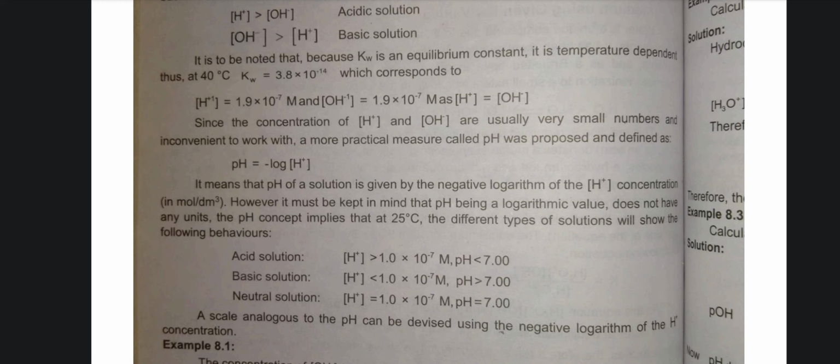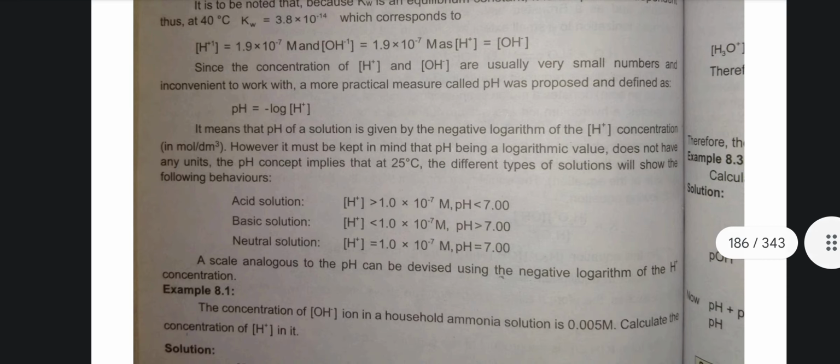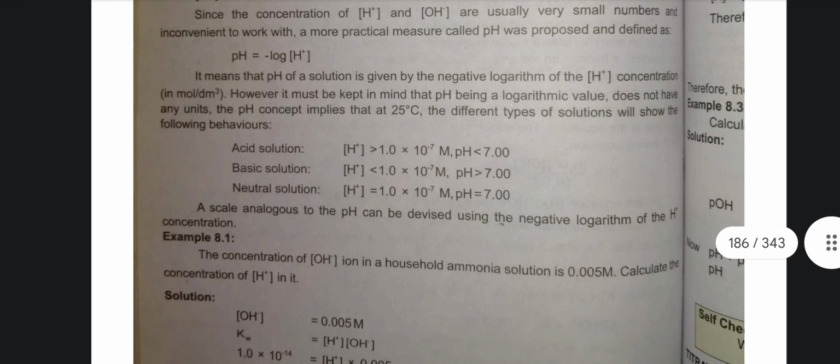Since the concentrations of H+ and OH- are usually very small numbers and inconvenient to work with, there is a more practical way to measure, called the pH, which was proposed and defined as pH is equal to minus log [H+]. This means that the pH of a solution is given by the negative logarithm of the H+ concentration in moles per dm cube. However, it must be kept in mind that pH, being a logarithmic value, does not have any units.